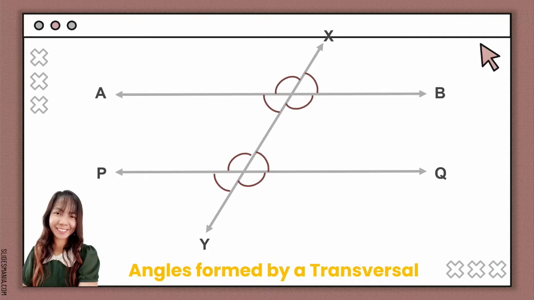Now let's put a name on each angle. So let's say this one is angle A, angle B, angle C, angle D, angle E, angle F, angle G, angle H. Okay? So again, this is an example of the angles formed by a transversal.